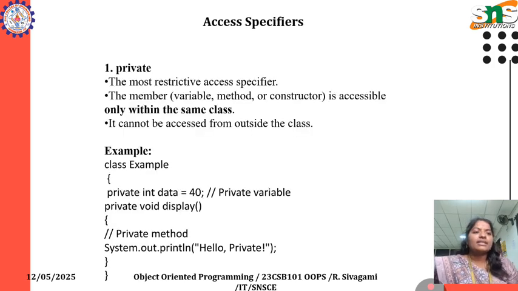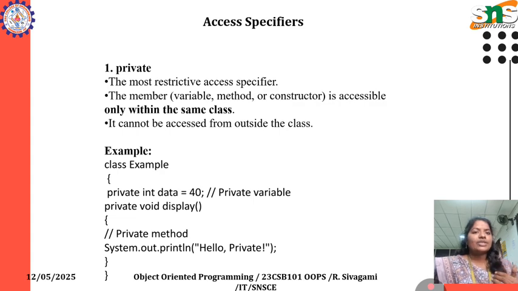Here I give some points about access specifiers. The first one is private. It is the most restrictive access specifier. The member, variable, method or constructor is accessible only within the same class. This access specifier allows the methods, variables or constructors within a class only.